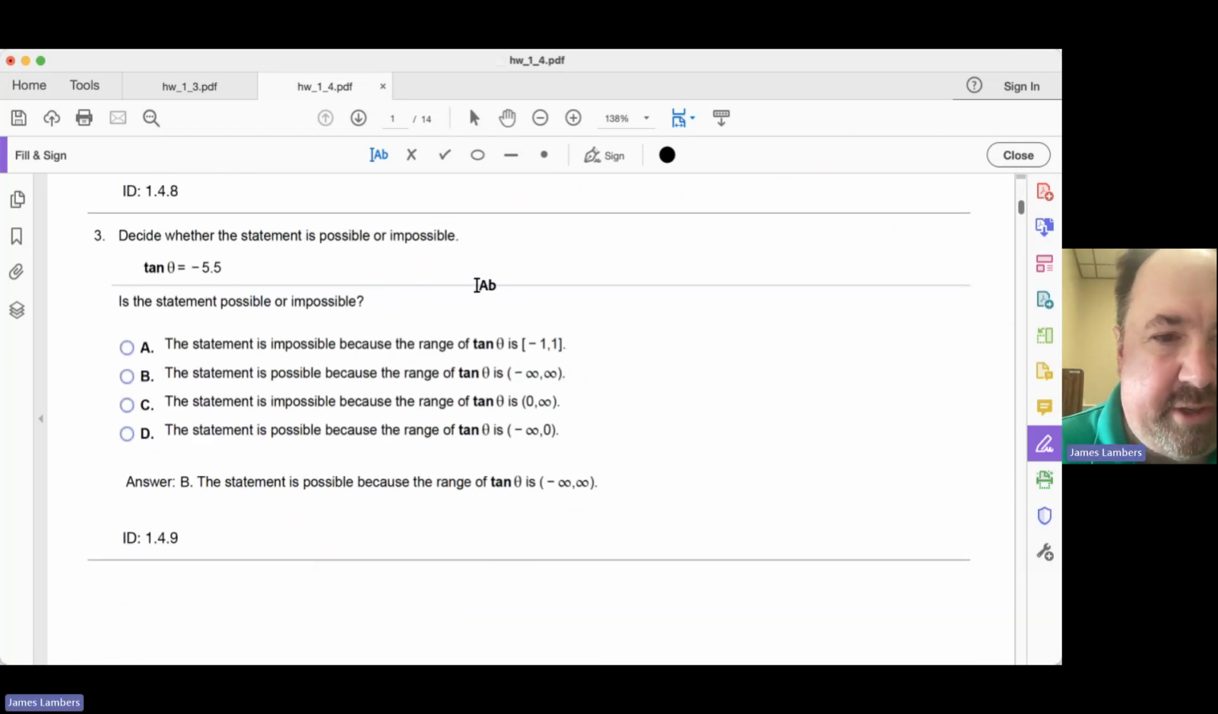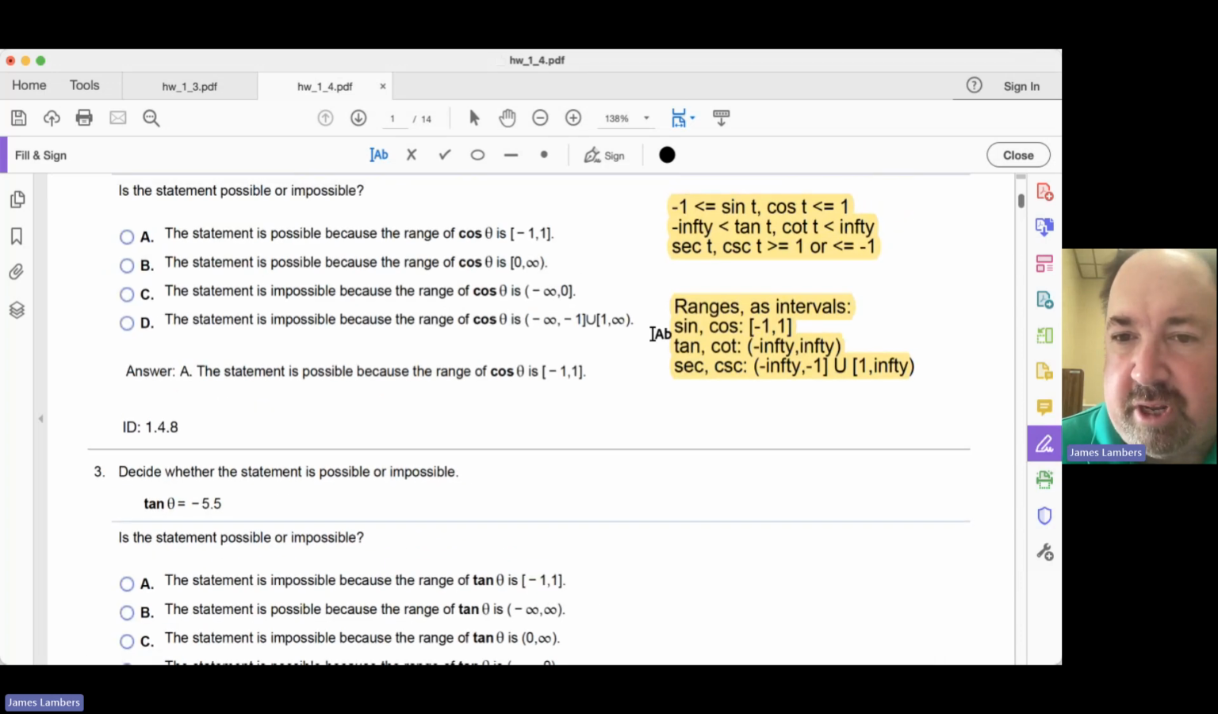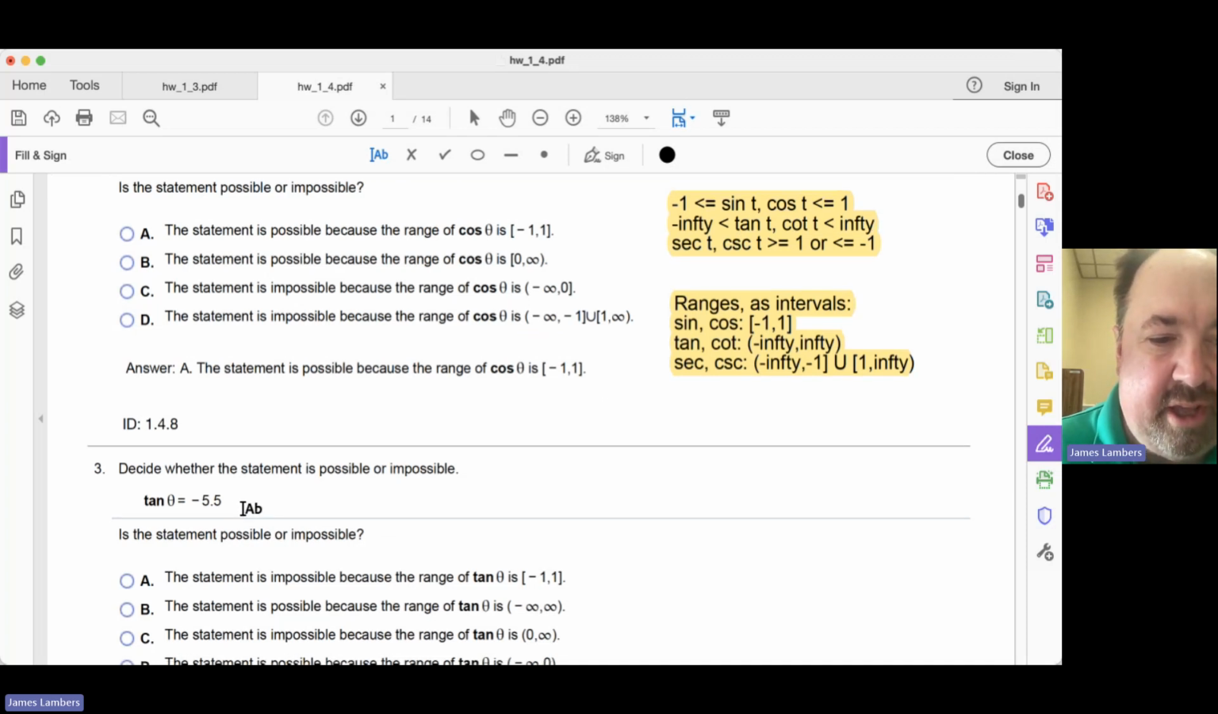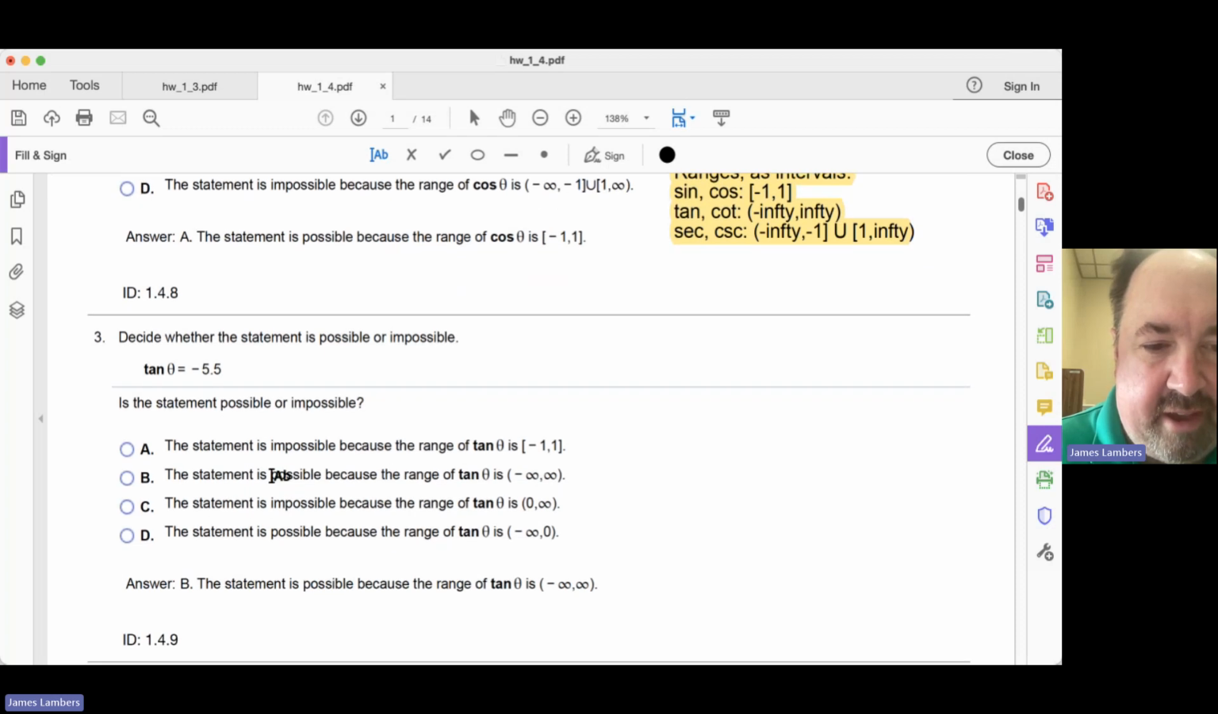This is the same kind of statement. Is this statement, tangent theta equals minus 5.5, possible or impossible? Well, it was mentioned in the previous problem. Tangent can assume any real number as a value. So this statement is possible, but we have to select the correct reason. Statements B and D indicate that it is possible.